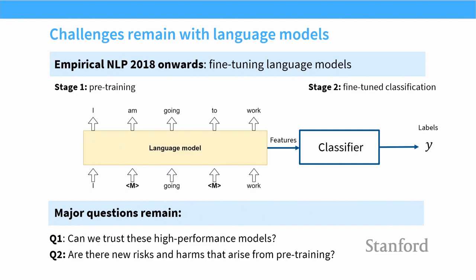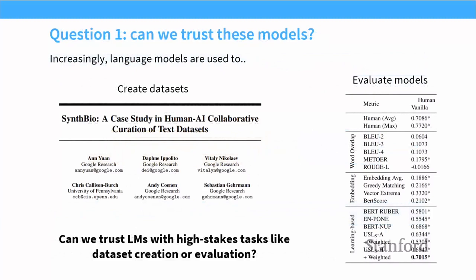The performance of this paradigm is really impressive, but there are important questions that remain even though we have high performance. The first is, can we truly trust them in high-stakes situations? I'll talk about one example in a few minutes. The second is that this pre-training paradigm feels like we've gotten something for free. We go on the internet, take publicly available data, and get performance improvements. What costs are we paying through that paradigm? Are there new risks or harms? That's the second part of this talk.